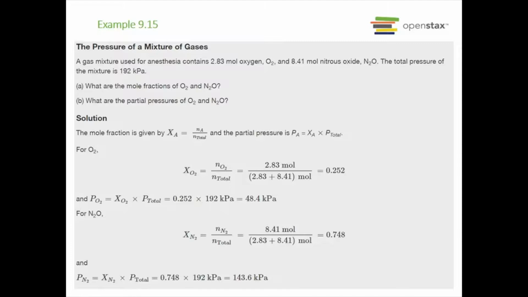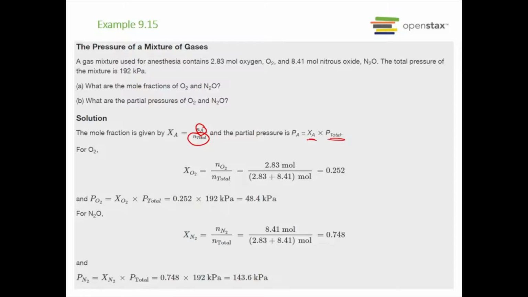Let's look at a little bit more challenging one. A gas mixture used for anesthesia contains 2.83 moles of oxygen and 8.41 moles of nitrous oxide. The total pressure is 192 kilopascals. What are the mole fractions of oxygen and nitrous oxide, and what are their partial pressures? So the mole fraction, remember, is given by the number of moles of each one divided by the total moles. And the partial pressure is equal to the mole fraction times the total pressure.